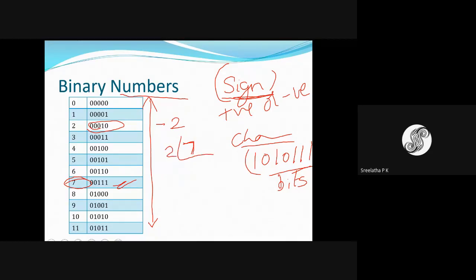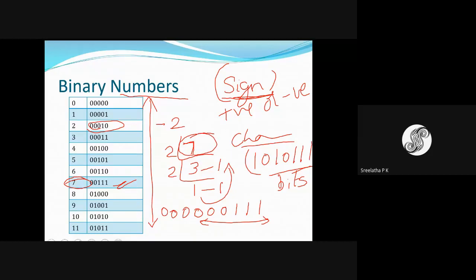For 7, you divide by 2: 2 threes are 6, 1 is the remainder, and 2 ones are 2, 1 is the remainder. So this is the binary value of 7, that is 1 1 1, preceded by any number of zeros. However many bits the number should represent, that many zeros you can add. Okay, all of you know this conversion from decimal to binary?